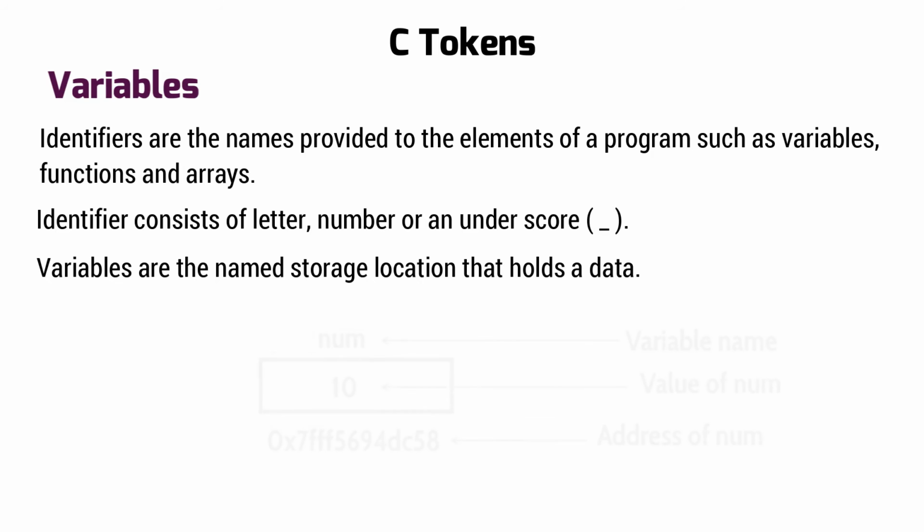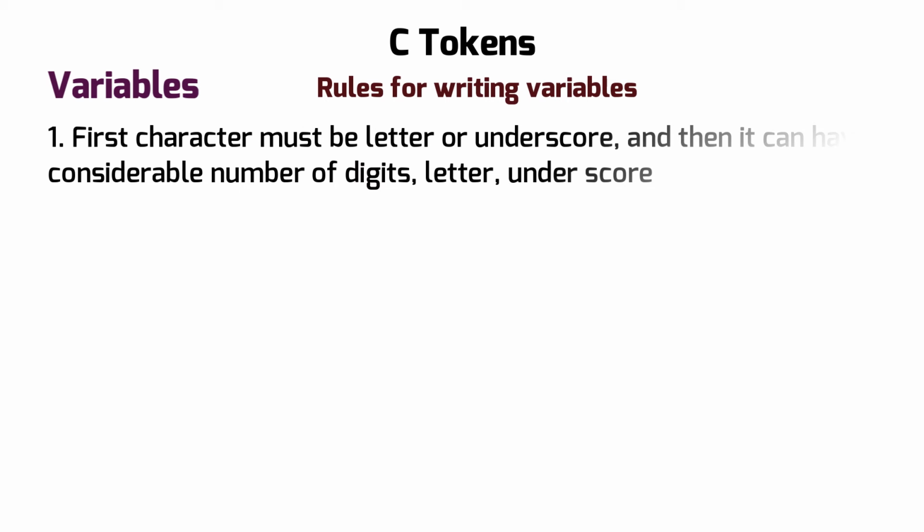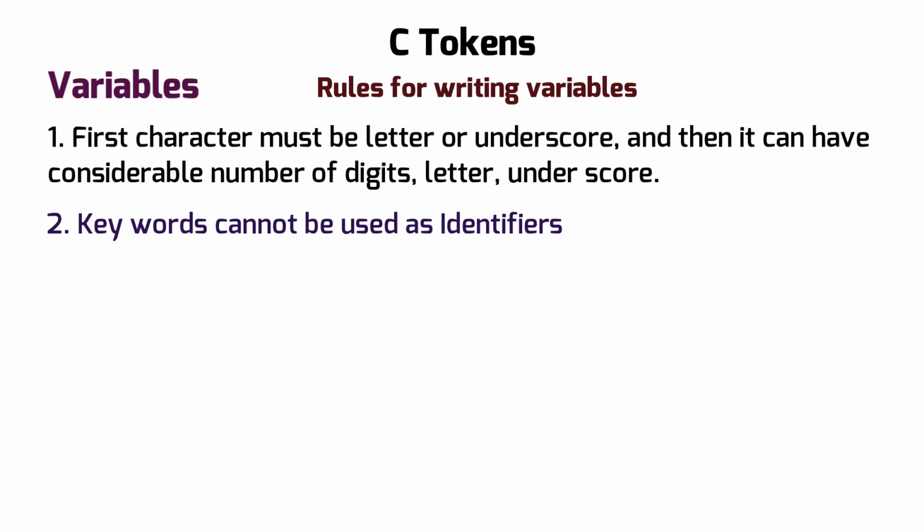Now we will see the rules for writing variables, which are the same as for identifiers. First, the first character must be a letter or underscore, and then it can have any number of digits, letters, or underscores. Second point, keywords cannot be used as identifiers. As we have seen, there are 32 keywords. So those 32 keywords cannot be used as identifiers or the names given to the variables.